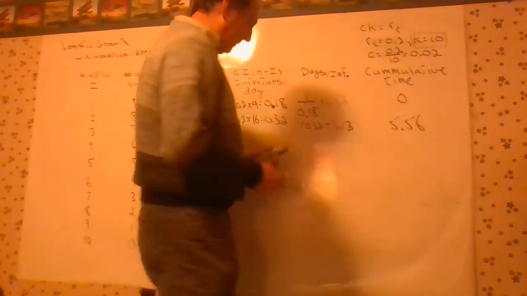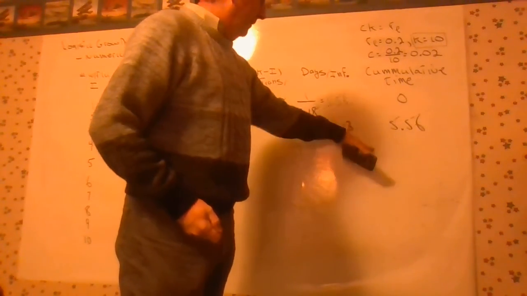Once we get to the bottom, we can predict the total time that it will take for full infection. And this will actually produce a logistic growth curve if you were to plot all this.